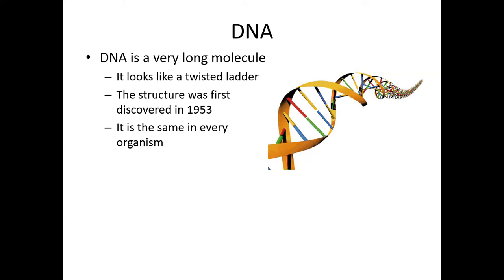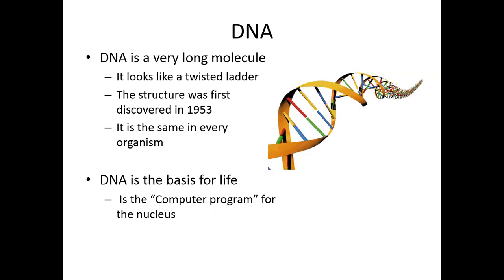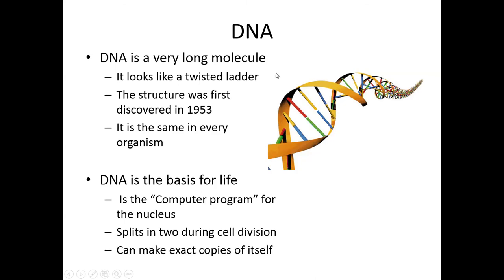So there we go. DNA is the basis for all life, and you can think of it as the computer program. It's the code, a bunch of zeros and ones, except this one doesn't use zeros and ones. It has 4 different components to it. And the most important part, and why we're going to look at mitosis, is because it talks about how we split it during cell division, so that we can make exact copies of itself. All right, so let's take a look at how that works.